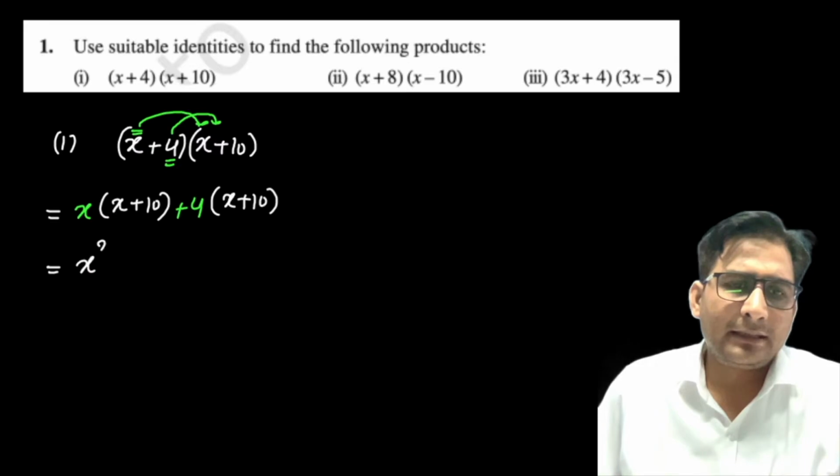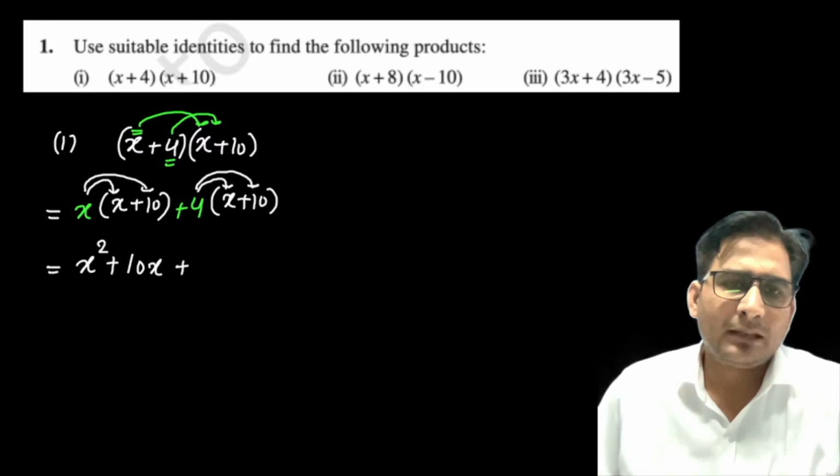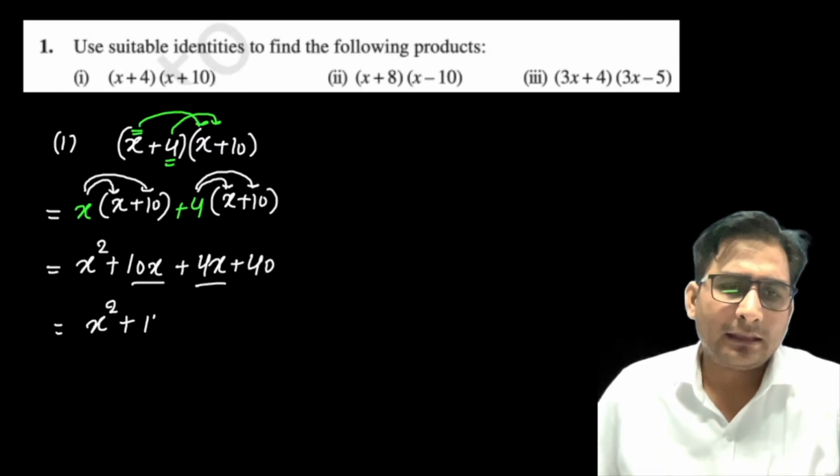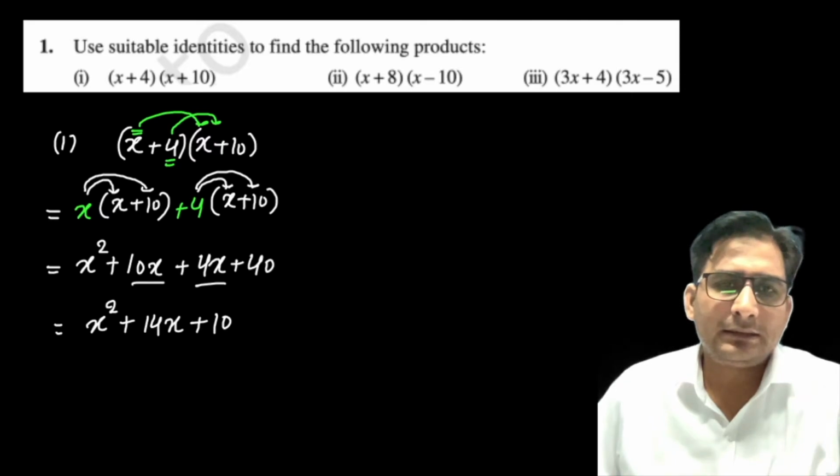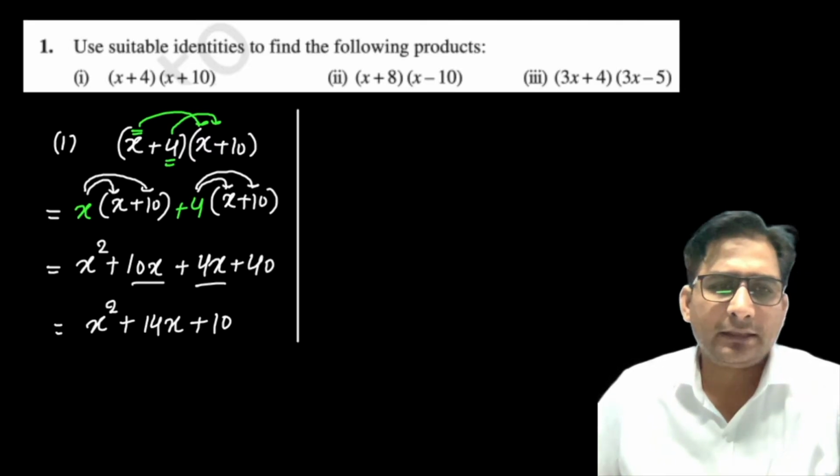Now open the bracket. It can be written as x square when this x is multiplied with this x, and this x is multiplied with this 10, it becomes 10x. This 4 multiplied with this x and this 4 multiplied with this 10, so it can be written as 4x plus 40, right? Now it is x square plus 10x plus 4x, which can be written as 14x plus 40. So like this, this is the product. This is the product of these identities.